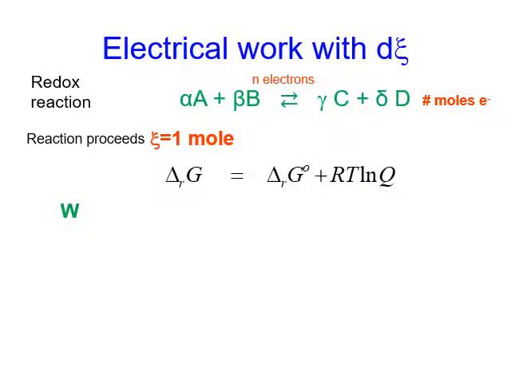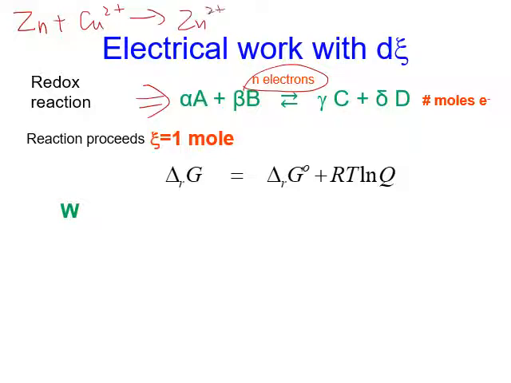Suppose we have a redox reaction defined as here, which involves n moles of electrons. For example, the reaction we already know, zinc plus copper 2 plus forms zinc 2 plus and copper. In this reaction, zinc loses 2 electrons, and the 2 electrons go to the copper ion. So in this reaction, n equals 2, and alpha is 1.